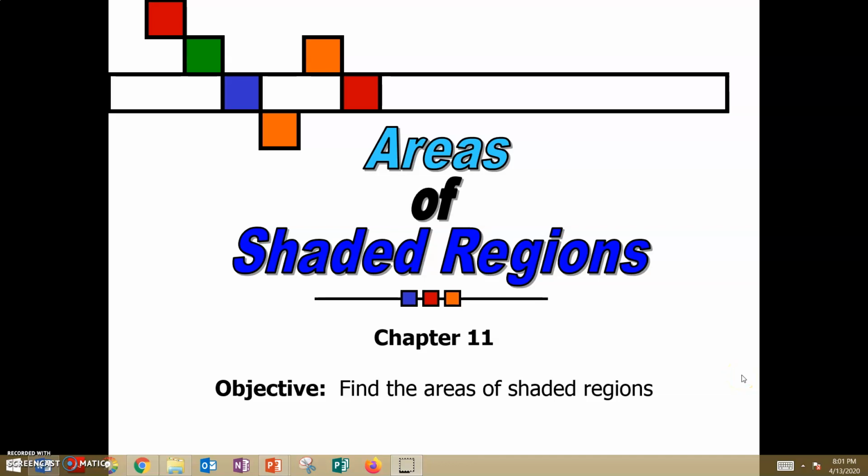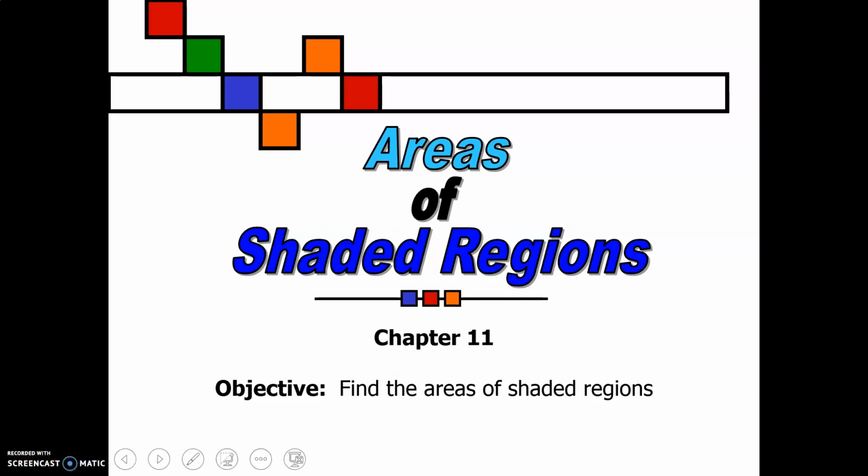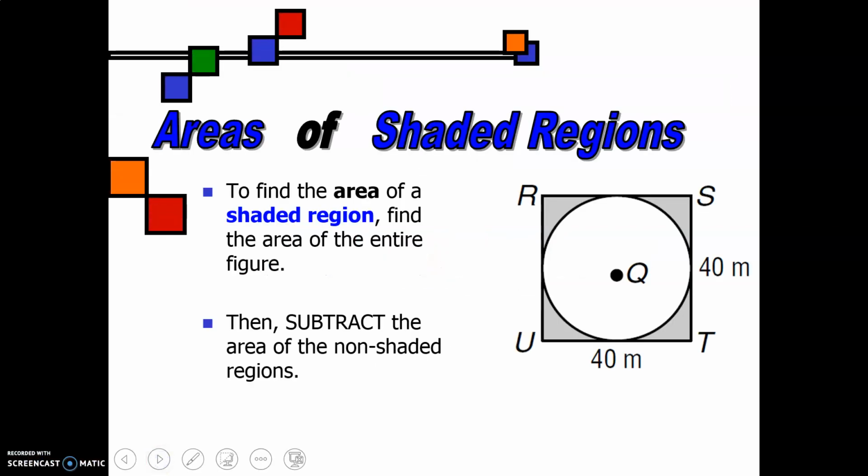Hi everyone. The topic of today's lesson is finding areas of shaded regions. You won't find this in your textbook because it's scattered throughout chapter 11, but what I did is combine all the shaded region problems and make it into one lesson, just like I did with the composite figures from yesterday. So let's go ahead and see what exactly we mean by a quote-unquote shaded region.